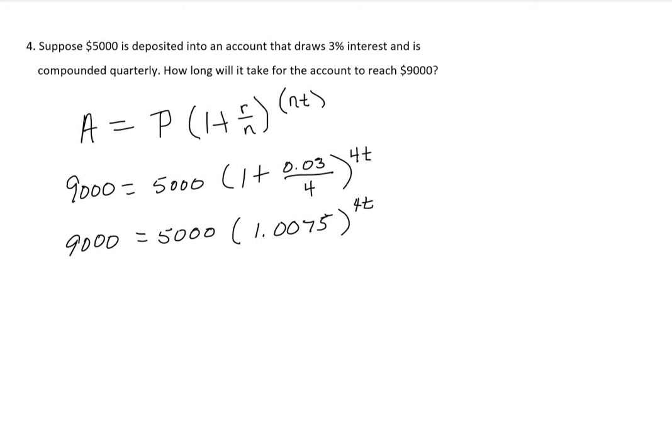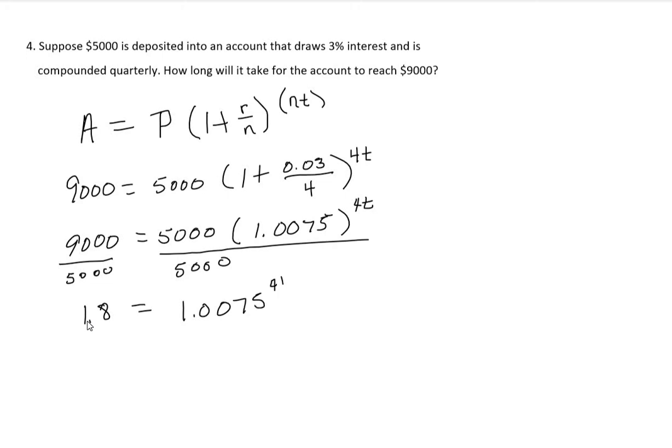Now, when I am dividing here to get rid of this 5,000, this is not going to divide evenly over here on the left-hand side. So there's a couple of different things that you could do. You could just write this as a fraction of 9/5, or you could write it as a decimal if you have a terminating decimal. So I'm going to go ahead and write this as a terminating decimal of 1.8. It's supposed to be a 4.